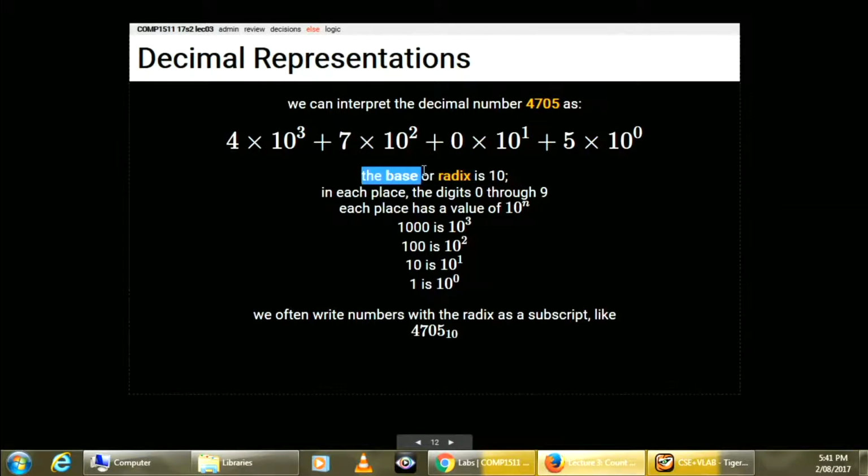So yeah, we refer to that as the base of this number is 10, or the radix is 10. It's the same as base. So in each spot, we can have digits 0 through 9. So when we're counting numbers, we have 0, 1, 2, 3, so on to 9. And then when we hit 9, we've run out of numbers, and we go to 10, which is 1, 0. And each place that we have has a value of 10 to the power of n. So what that means is, kind of going from right to left.